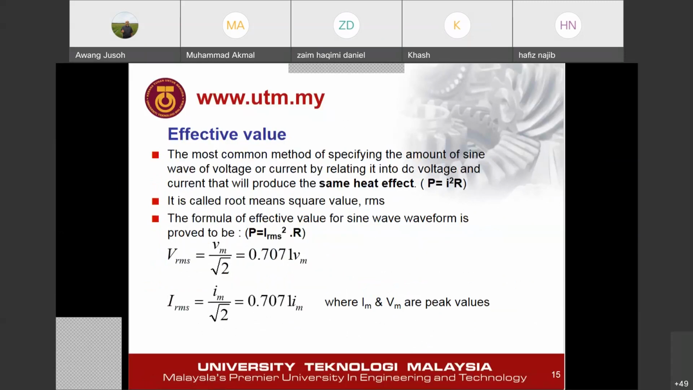Any questions so far? Anything that is not clear? Okay, clear. So that's the meaning of effective value.